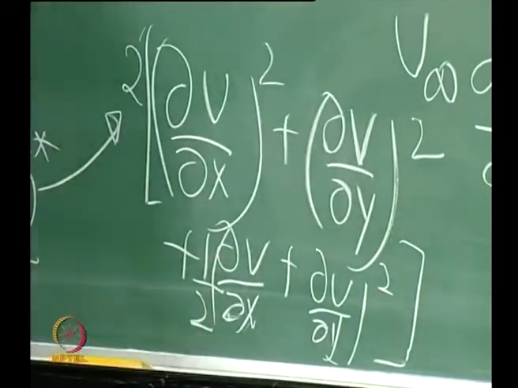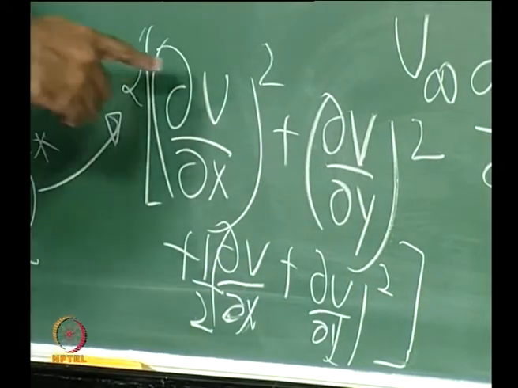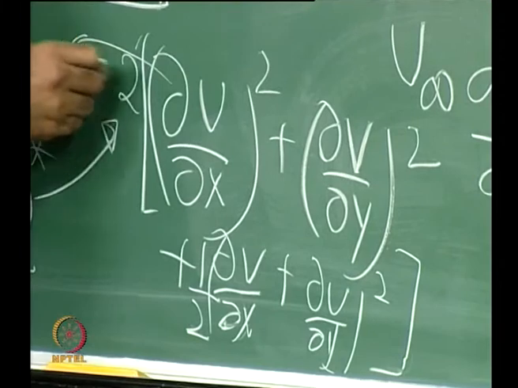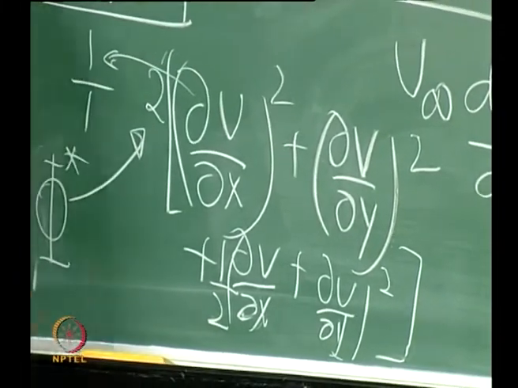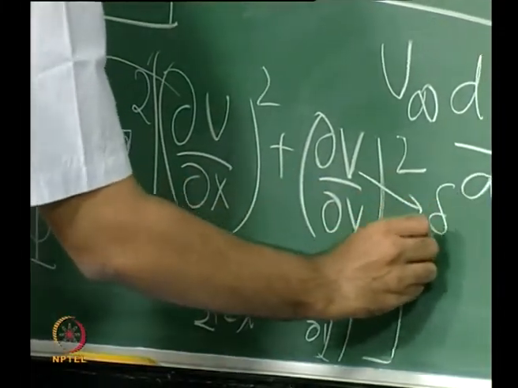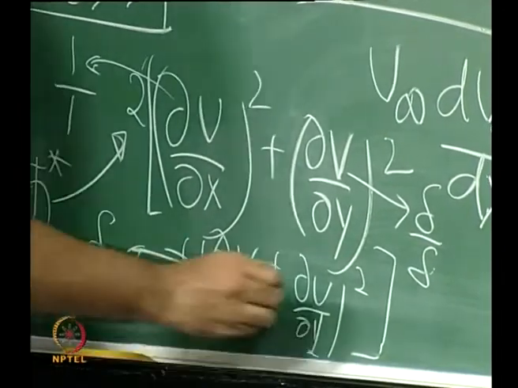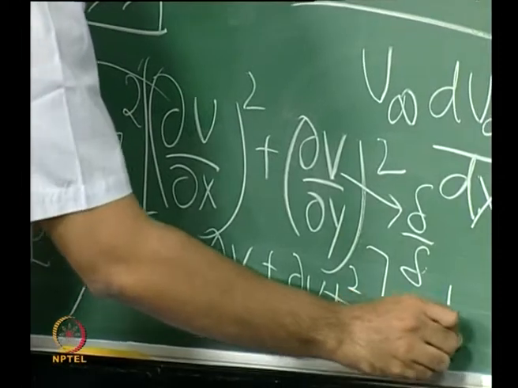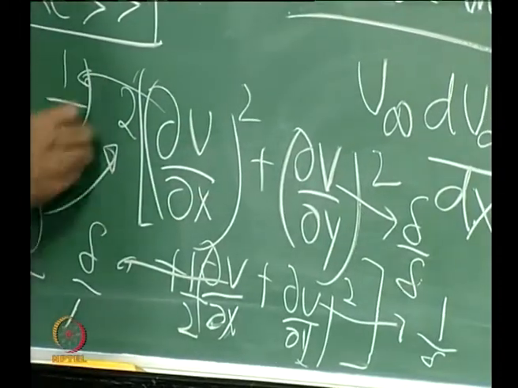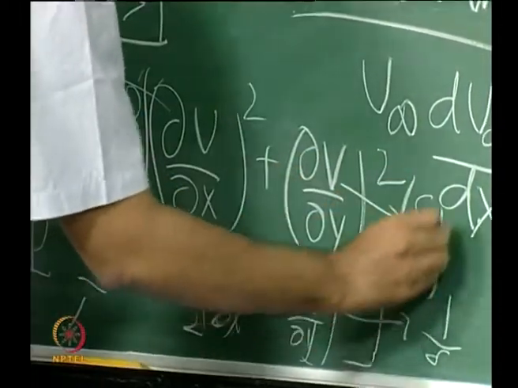So this is my viscous dissipation term, and now if you look at it, this is of the order of 1 divided by 1, this is of the order of delta divided by delta, this is of the order delta by 1, and this is 1 by delta. So all this the whole square basically, they are all inside.